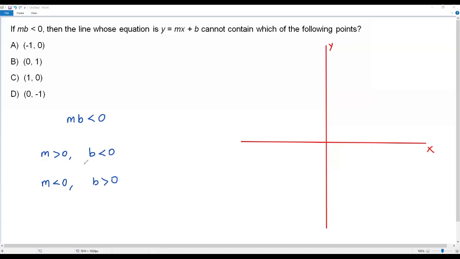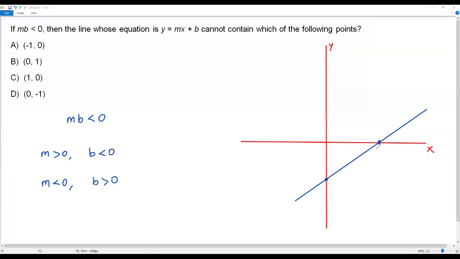First let me sketch the graph of the given line with the first condition, that is, m is greater than 0 and b is less than 0. M greater than 0 means the slope is positive and the y coordinate of the y-intercept is negative. Since the slope is positive, I will have a rising line. And since the y coordinate of the y-intercept is negative, the line must intersect the y-axis on its negative side. So with this information, we have to sketch the line. Here we have a rising line because we have taken a positive slope, and the line intersects the y-axis on its negative side because the y coordinate of the y-intercept b is negative.